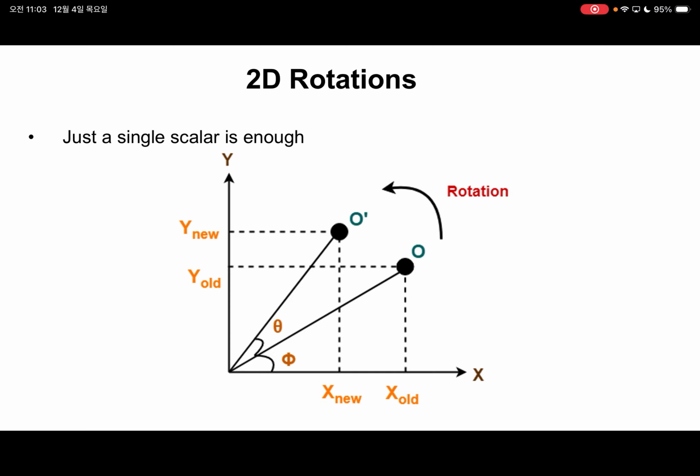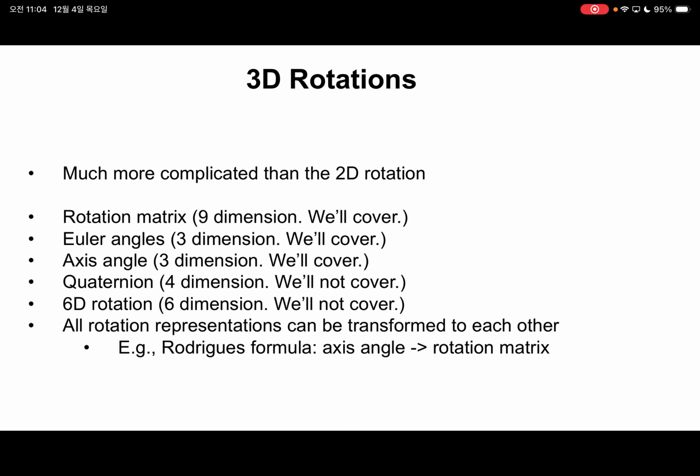So the problem is that 2D rotation is very easy. This is high school math, right? Just a single scalar, the single theta is enough. And just a 2D rotation matrix, and in 2D rotation there is no ambiguity. It is not very difficult. But for 3D rotation, although we only add 1 dimension, things are totally different. It is way more complicated, actually. Much more complicated than 2D rotation.